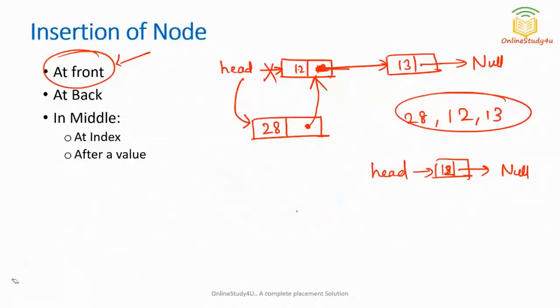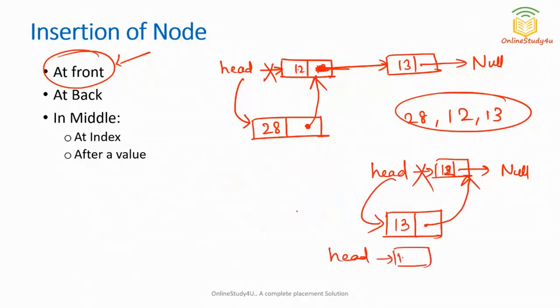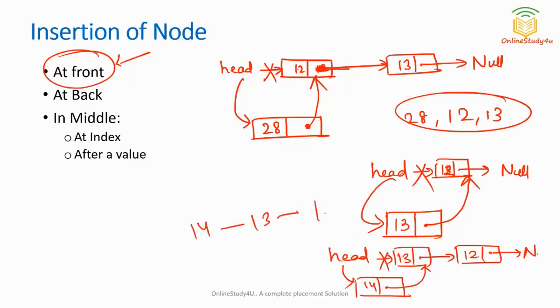Now what did we do next? We inserted 13. So 13 will come where head is pointing. Suppose this was the new node created for 13. This reference is updated to this node and this reference is updated to this node. So this will look like head, then you can see 13 has come at the beginning, then 12, then that is pointing to null. Again you created a new node, 14. So 14 is pointing to this and head is pointing to 14. This reference is removed. Now you will iterate from head to null. What will you get? You will get 14 first, then 13, then 12. I hope it is clear now.